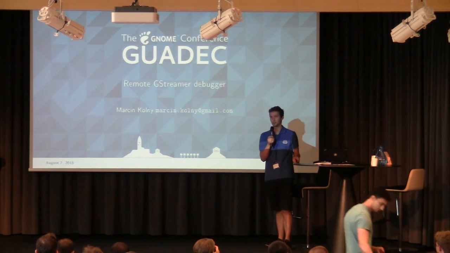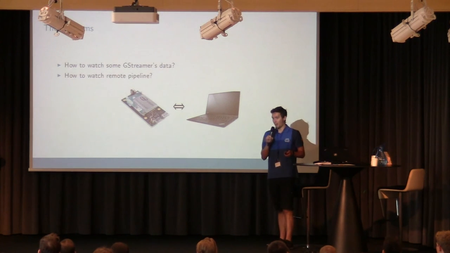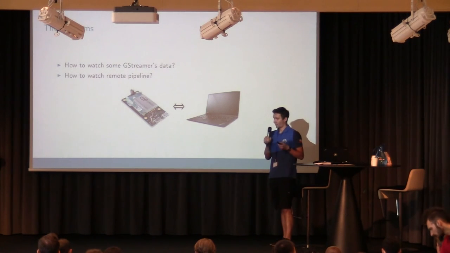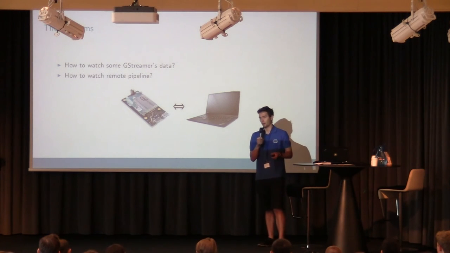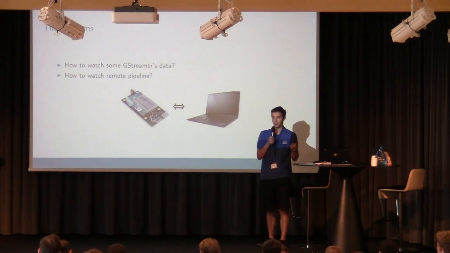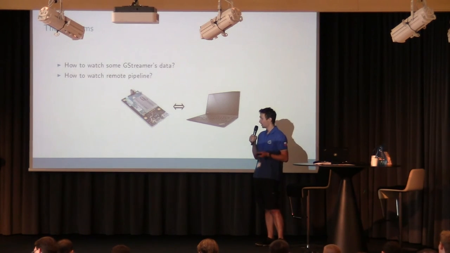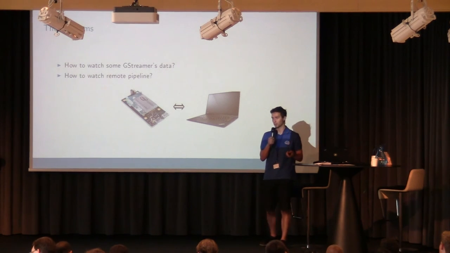I suppose everyone knows what GStreamer is, so I won't talk about it. I use GStreamer very often, almost daily, and I almost always had the same problem. I wanted to know what's going on on a specific path. I mean, what kind of events, what kind of queries, what buffers are going through there, and I wasn't able to do it using GStreamer logs.